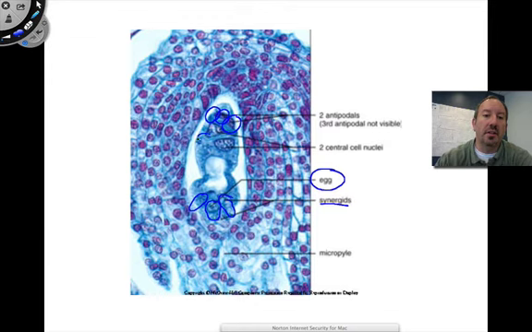And then this large cell in the center, right here, it has 2 nuclei. So there's 1, 2, 3, 4, 5, 6, 7, 8. 8 nuclei, 7 cells. And then there's an opening right here. It's hard to see it, but there's an opening called the micropyle, right there, and that's where the tube is going to penetrate, right in here inside the ovule.